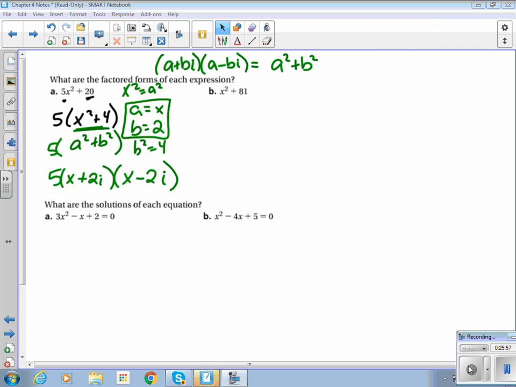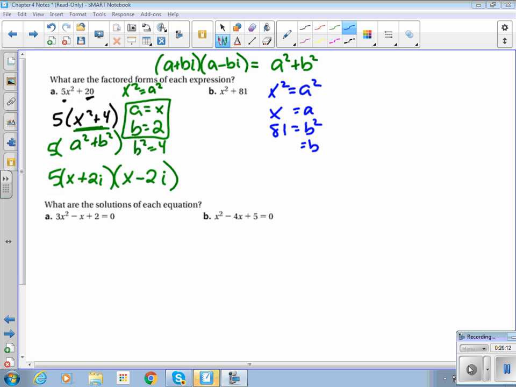Okay, let's see how it applies to x squared plus 81. We know x squared is equal to a squared, so in this scenario, a is equal to x, and 81 is equal to b squared, so b is equal to 9. So I'm going to put that together using this equation. We have a, which in this case is x, plus b, which is 9i, times x minus 9i. Factor.